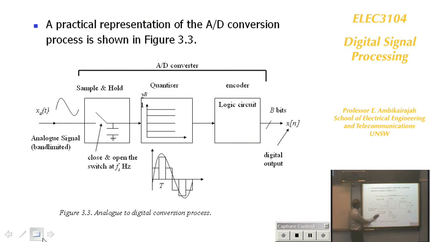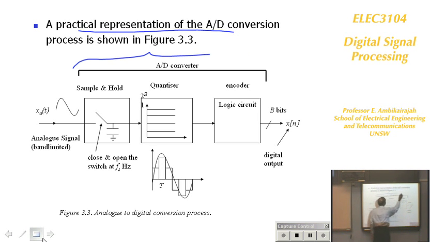Take here for example a practical representation of an A to D converter. Here's my analog signal, and inside the A to D converter you've got a switch, called the sampler. As soon as you close it, at that time instant, that amount of voltage is immediately pumped into the capacitor. Then you open it immediately. So the capacitor holds the charge belonging to that amplitude. You are assuming the capacitor is not leaking it away, a low leakage capacitor.